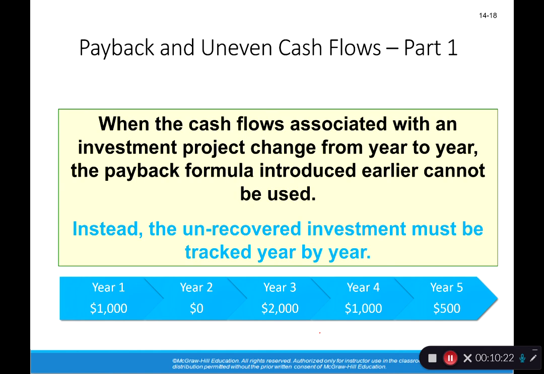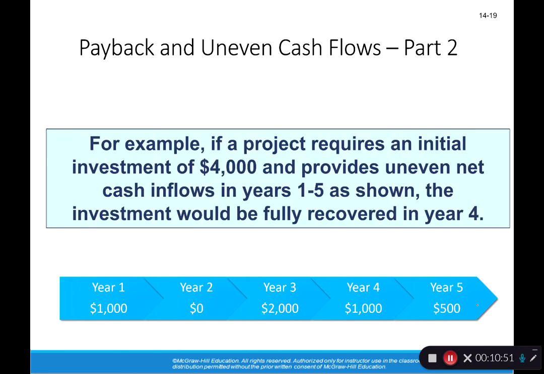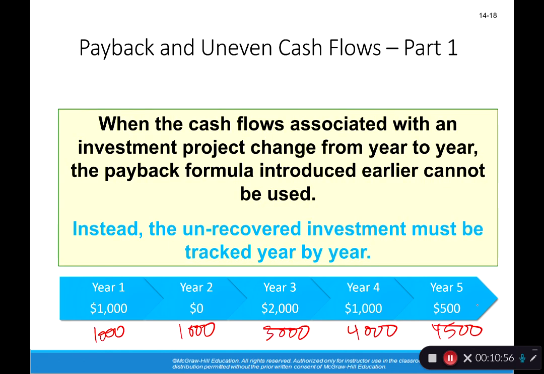Again, when there are uneven cash flows, you can't use the formula that we provided. You have to accumulate the cash flows. So if we have uneven cash flows like this, after year one, the accumulated cash flows is 1,000. After year two, we're still at 1,000. Then we go to 1,000 plus 2,000 or 3,000. Then 3,000 plus 1,000 is 4,000. And then 4,000 plus 500 is 4,500. So we have to accumulate our cash flows. So if the initial investment is 4,000, then when do we get our payback? Well, I'll go back a slide. If the initial investment is 4,000, the payback happens at year four.